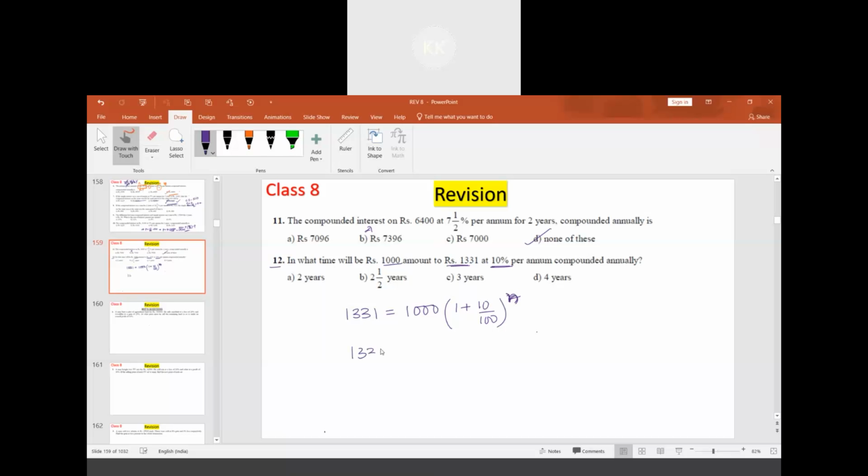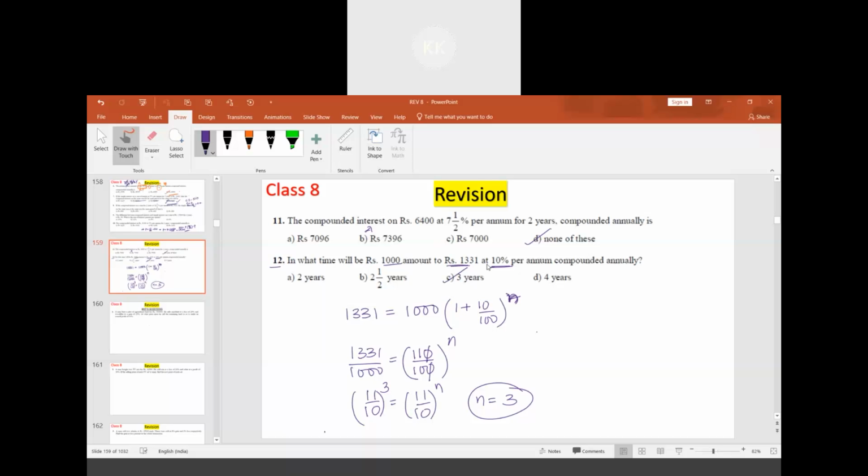1331 divided by 1000 will be equal to 110 by 100 to the power n. Zero cancels. Now observe, this is 11 by 10 whole cube, which is equal to 11 by 10 to the power n. Correct, sir. So the number of years we get is 3 years. So the right answer is option C, 3 years.